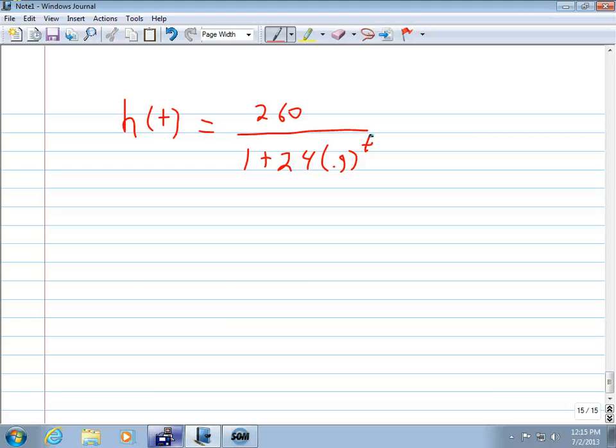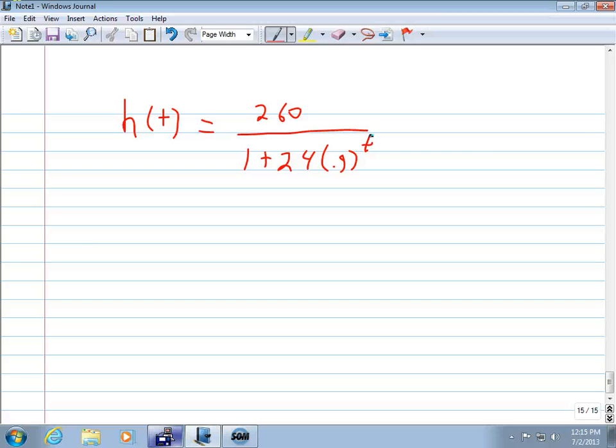Well, let's start. What if you plug in t equals 0? What's 0.9 to the 0? 1. What's 1 times 24? 24 plus the other one, 25. What's 260 divided by 25? 10 point something, right? All right, so the initial height is 10 point something centimeters.